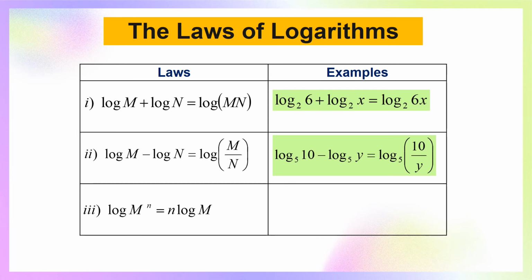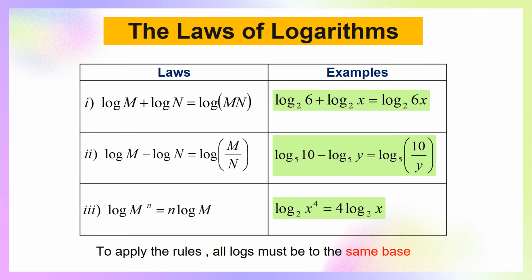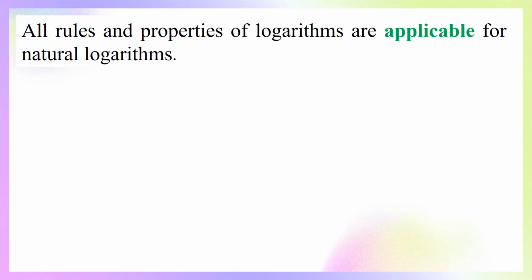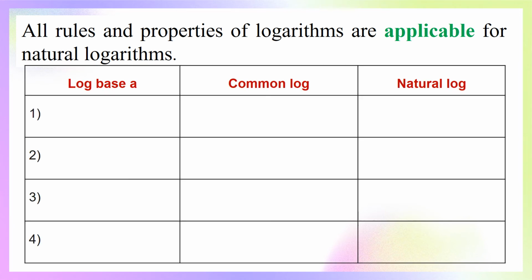The third one is log m to the power of n is equal to n log m. For example, log x to the power of 4 to the base of 2 is equal to 4 multiplied by log x to the base of 2. To apply the rule, all logs must be to the same base. All rules and properties of logarithm are applicable for natural logarithm.